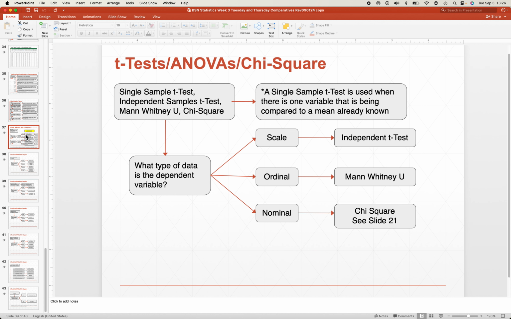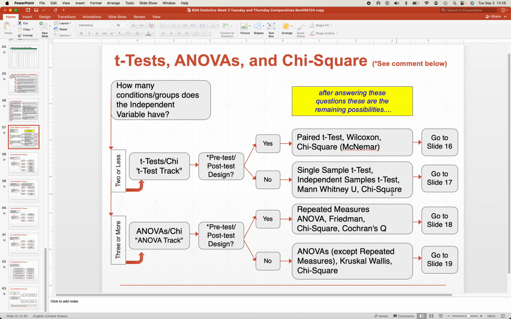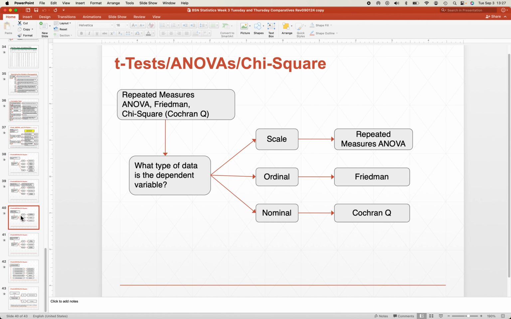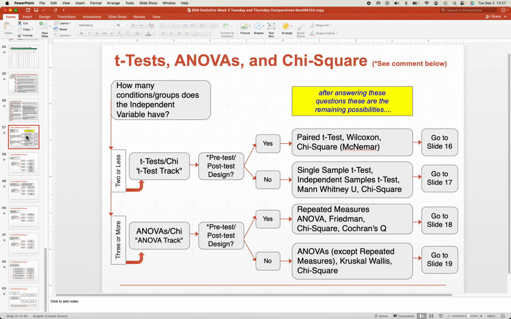If we got to our second box, this box, it's not a pre-test, post-test design. We're directed to slide 17. So here we have the single samples t-test, the independent samples t-test, and the Mann-Whitney U. And again, the determination of which of these tests is used is how we measure our dependent variable: scale, ordinal, nominal. We can only use a t-test if we have scale data. In this case, if it's ordinal, we'd use the Mann-Whitney U. If it's nominal, we'd use chi-square.